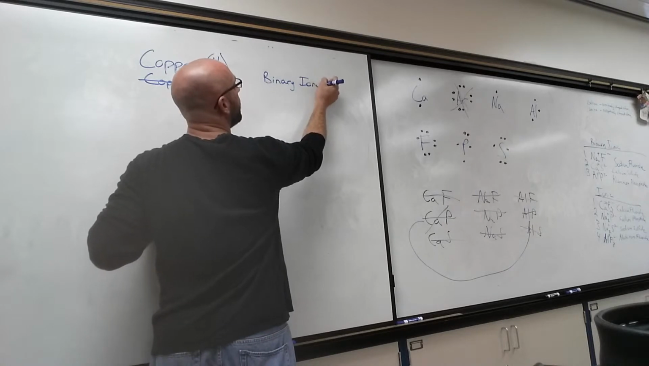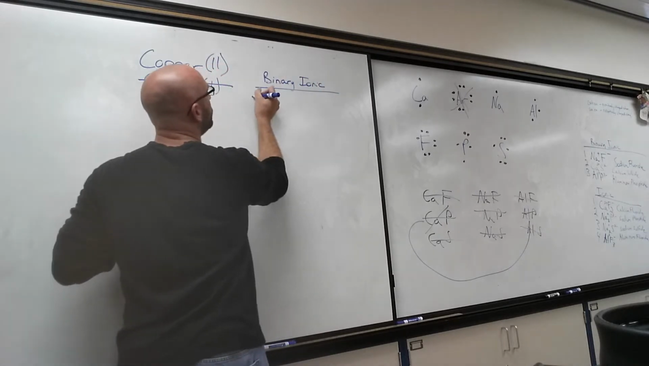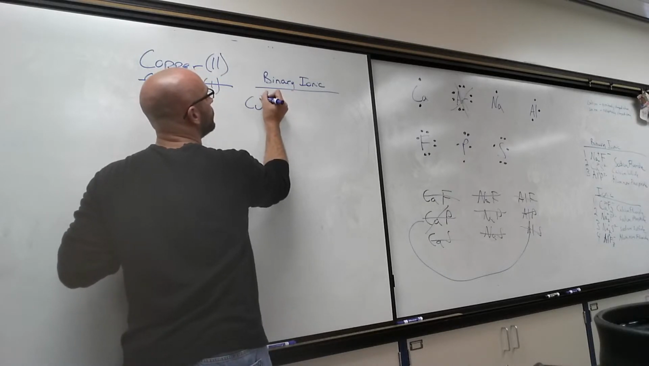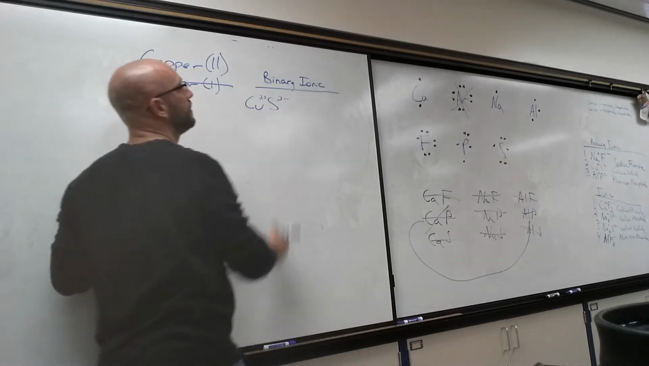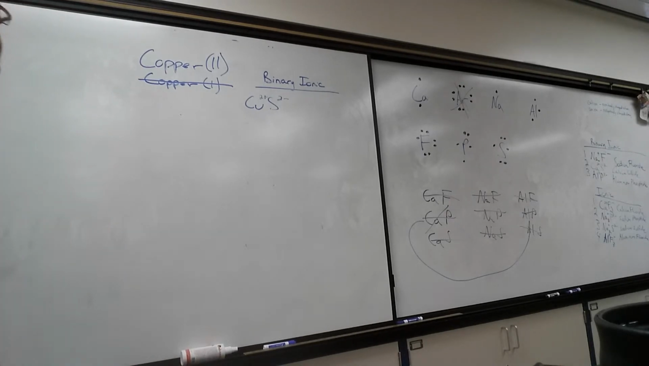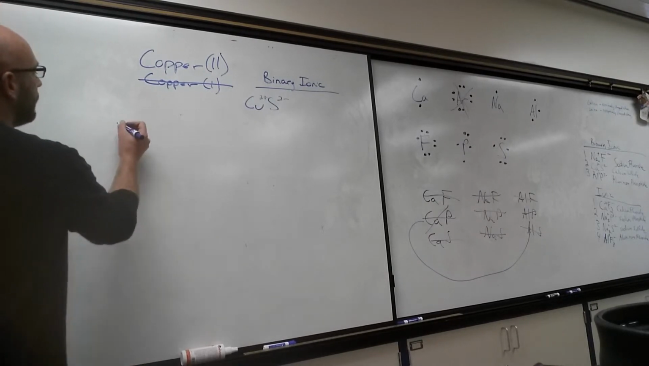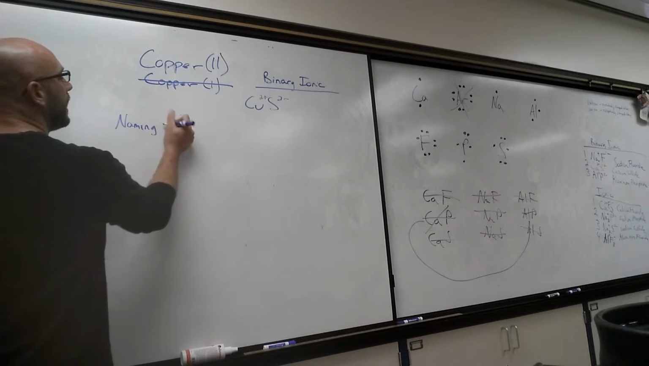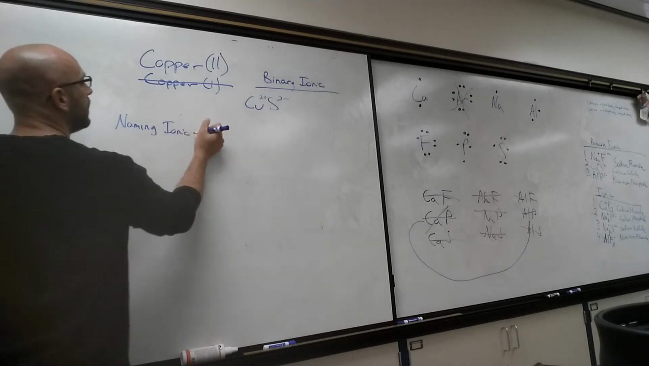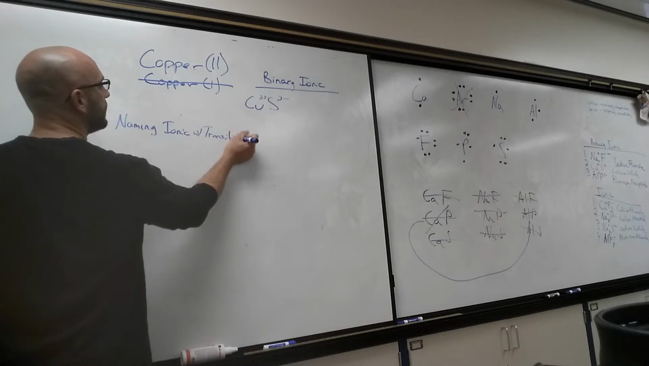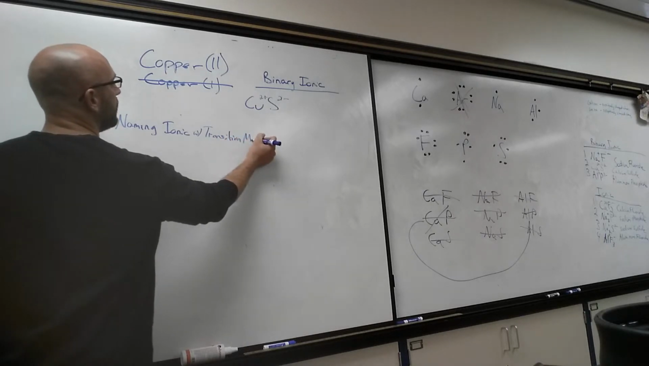Binary ionic compounds. I can do CuS, and that's 2 plus and 2 minus. Now, naming this gets a little trickier because I have to know which copper I have. So I'm going to write a little note here. Naming ionic compounds with transition metals.